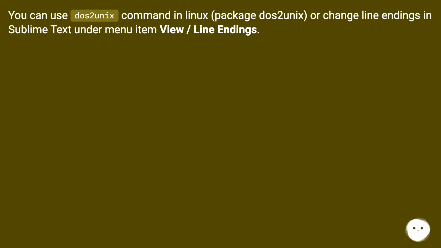You can use the dos2unix command in Linux, package dos2unix, or change line endings in Sublime Text under menu item View, Line Endings.